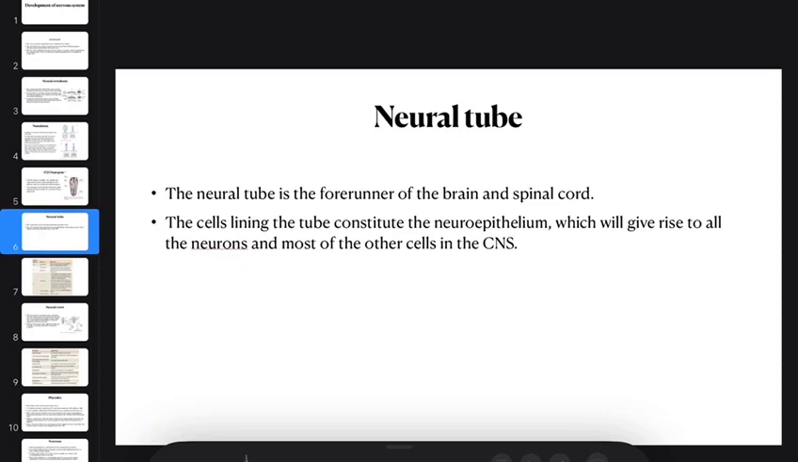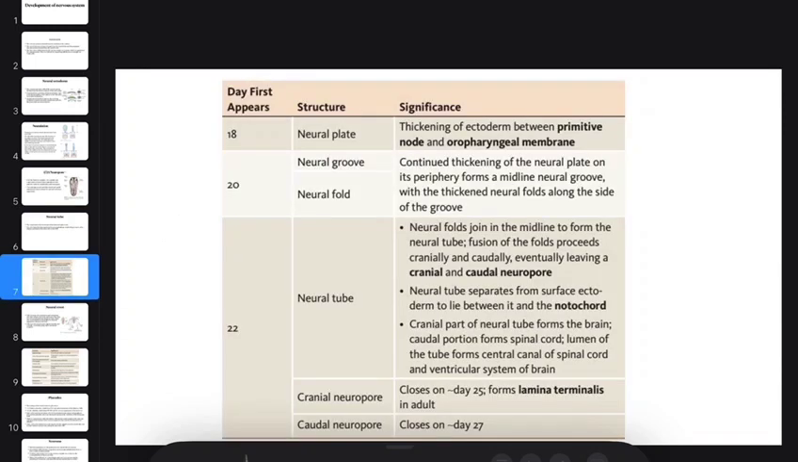Then, coming to the neural tube. The neural tube is the forerunner of the brain and the spinal cord. The cells lining the tube constitute the neuroepithelium, which will give rise to all the neurons and most of the other cells in the CNS. This is the table showing the different times of development of the nervous system.